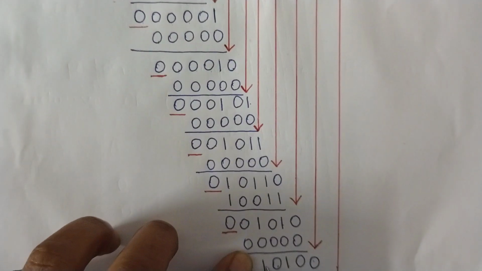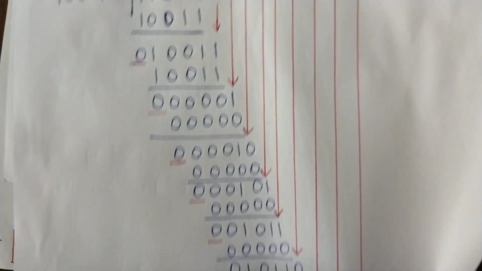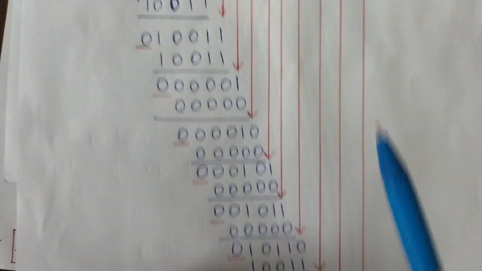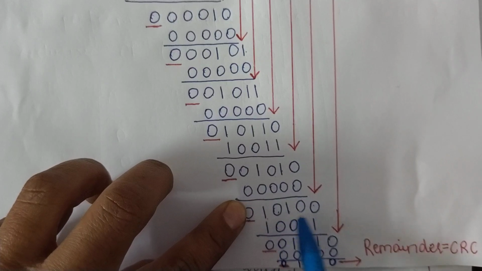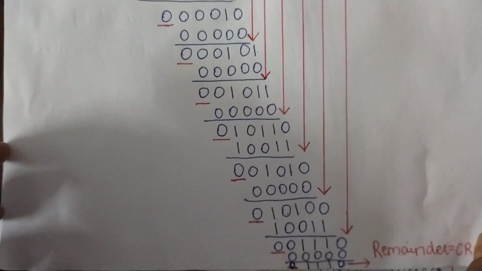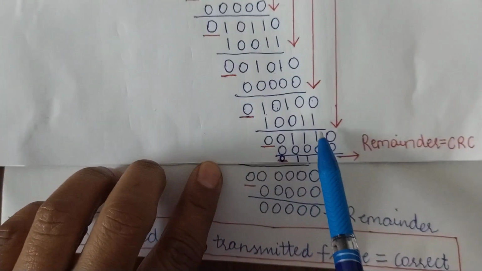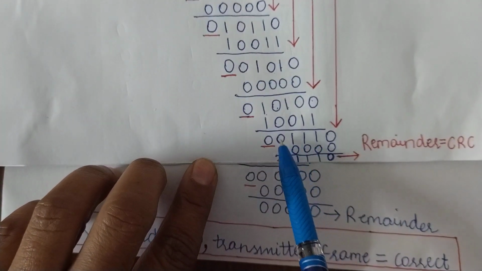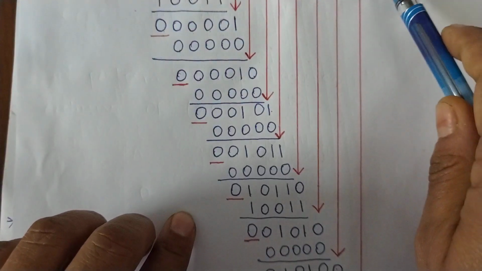Now since the most significant bit is 1 here, I will multiply the divisor again by 1. So I get 1 0 0 1 here. Then performing exclusive OR, I get 1 1 1 0 0.